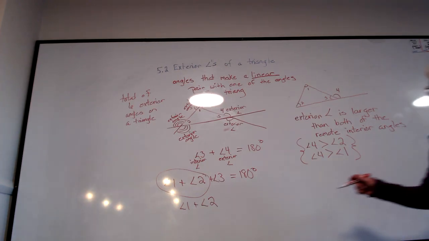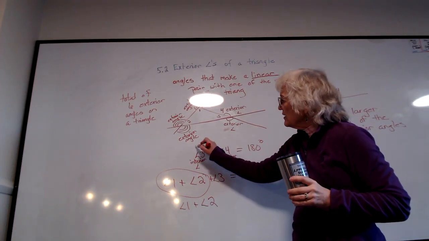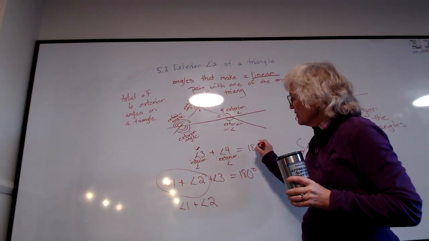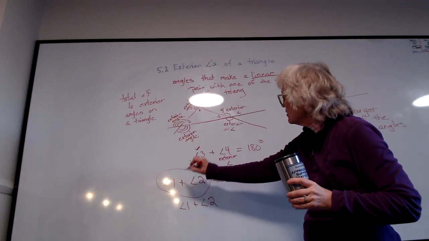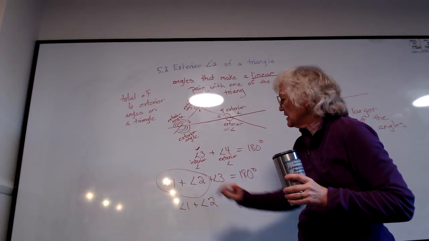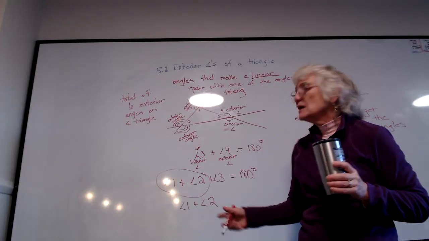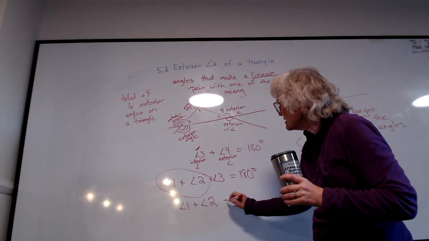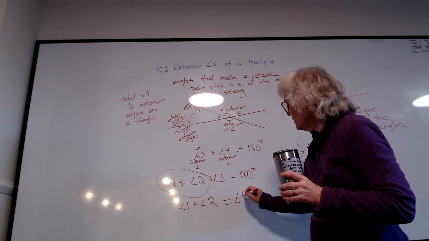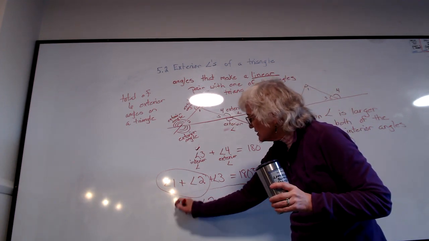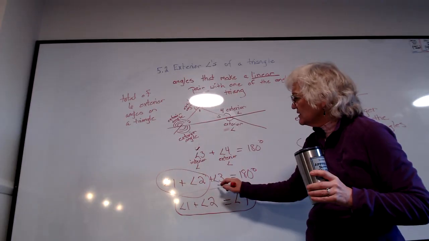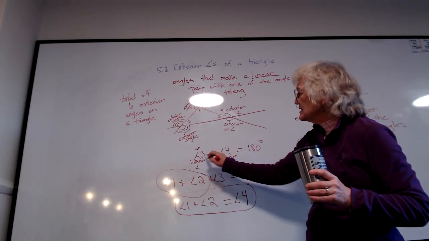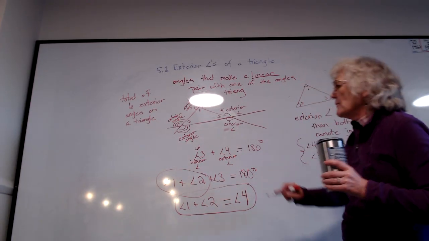Because if I add angle 3 here to angle 4 and I get 180, I could replace angle 4 with angle 1 and angle 2, and I'm adding it to 3. So angle 1 and angle 2 must equal angle 4. Otherwise, that statement up above is not true. So you can see that they are that way.